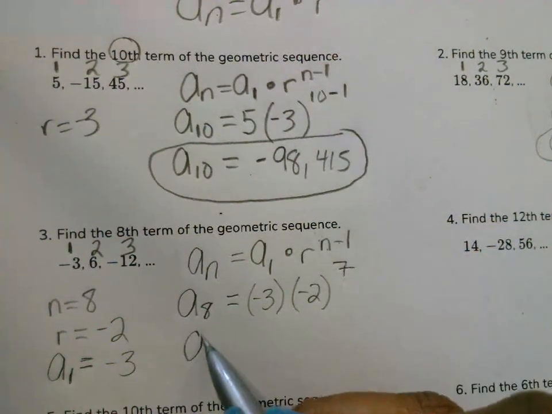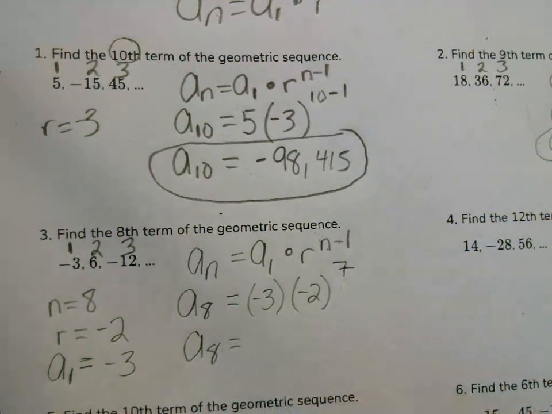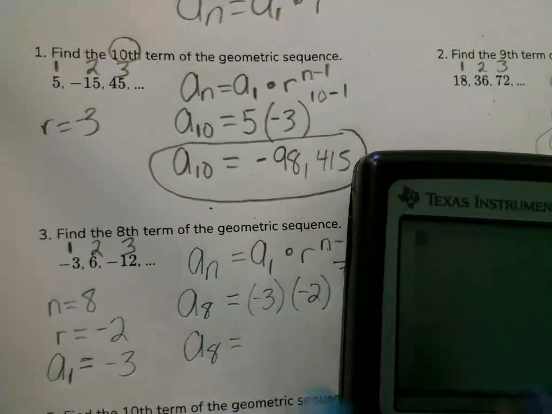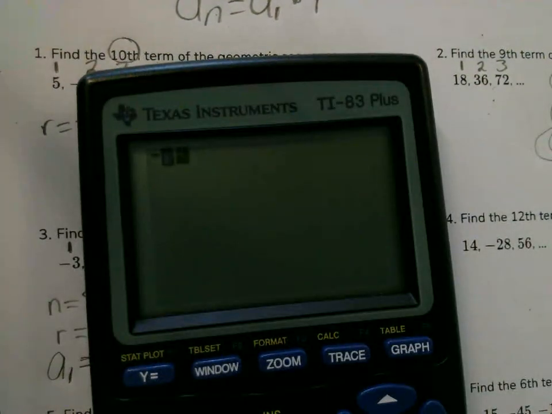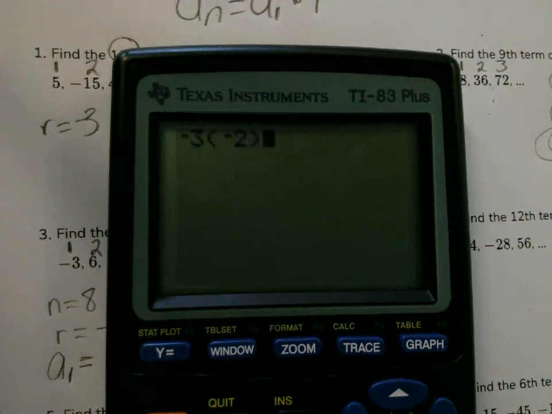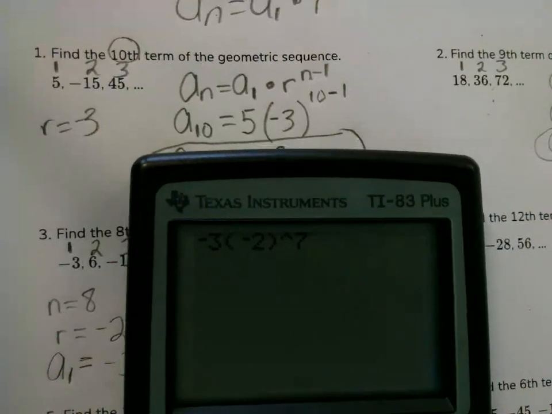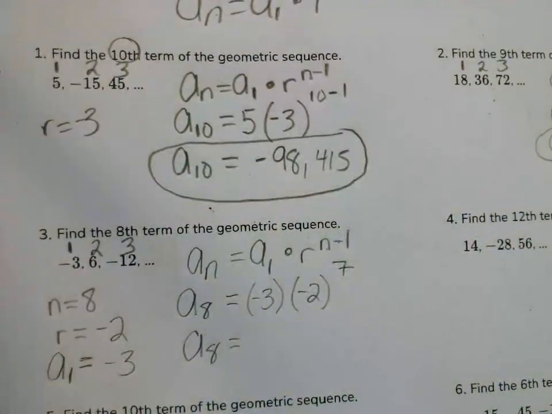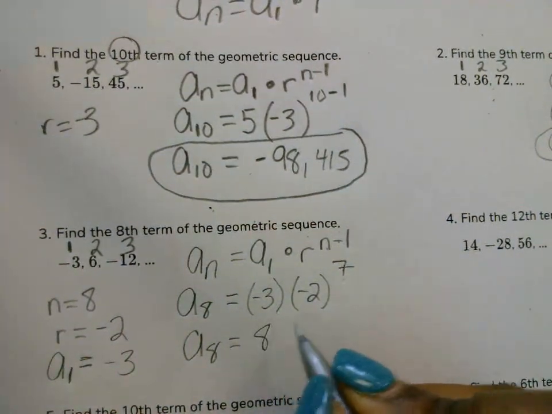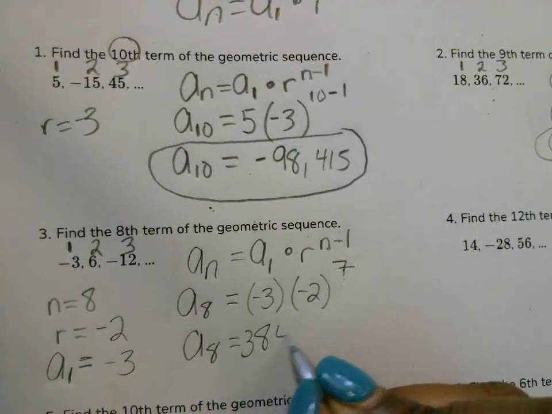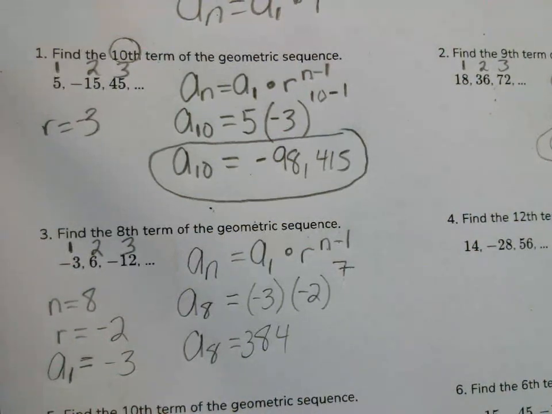All right, so now we got a sub 8. So let's type it in. You like, get your own, Miss Reyes. I'm sorry. All right, so look, we're going to type in -3 first. Then we got times -2, caret key, what? 7. Got it? And this gives us 300 what? 84. Raise your hand if you got that right. 384. Good job.